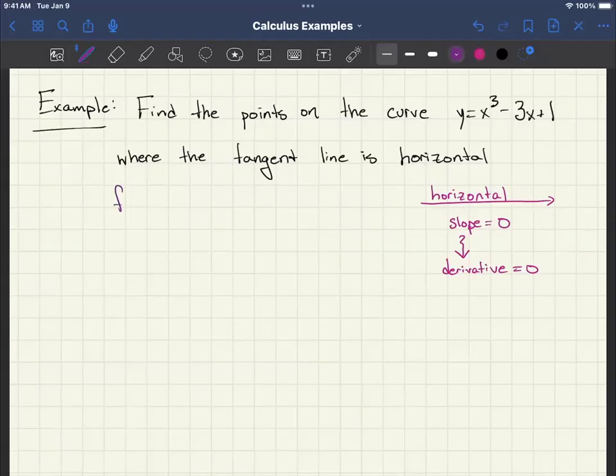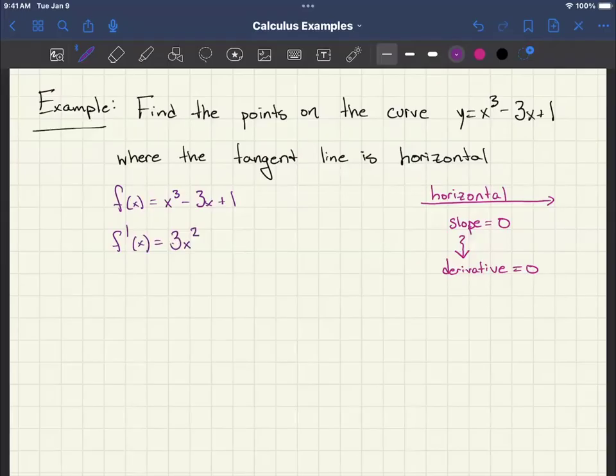All right, I'm going to start off by rewriting our function in terms of f of x instead of y. It's a minor thing, but it kind of helps. We're going to take the derivative of that function, so we're going to look for f prime of x. We're going to use the power rule, so we're going to take our power down, subtract 1 to get our new power.